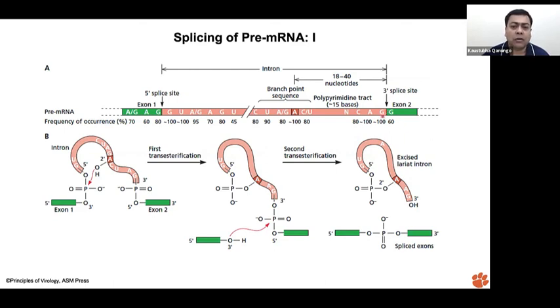So let's take a look at how this splicing happens. What you are seeing right here is exon 1 followed by, just like a loop, these GUs.